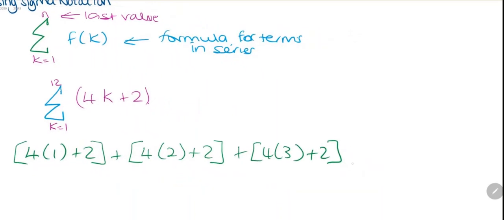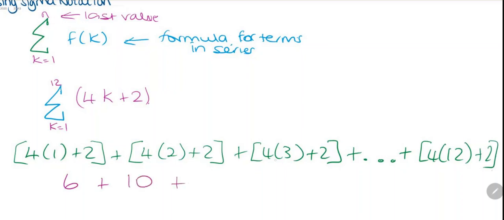And this would continue to the last term, which we're told is 12, so this would be 4 multiplied by 12 plus 2. And the values would be 4 times 1 plus 2 is 6, 4 times 2 is 8 plus 2 is 10, 4 times 3 is 12 plus 2 is 14, plus the middle terms, plus 50.